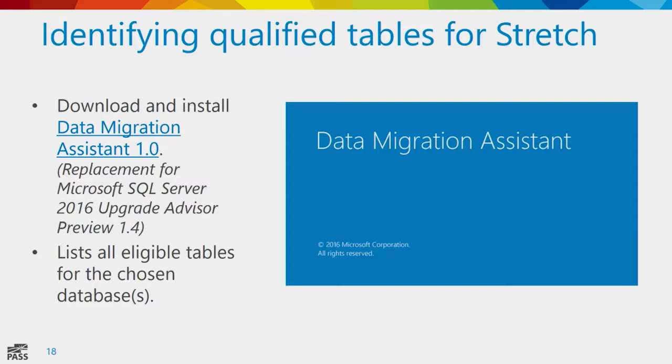And with this, you can list all the eligible tables for the chosen database. So you don't need to know which table has got the constraint, which table has got this particular number of indexes, or more than 1,023 columns. But this Data Migration Assistant will help you to learn more on what are the eligible data from the given database.